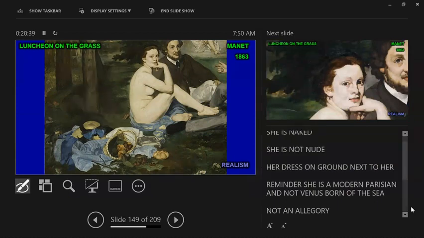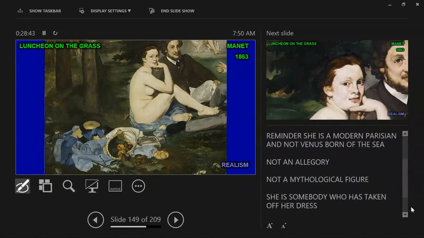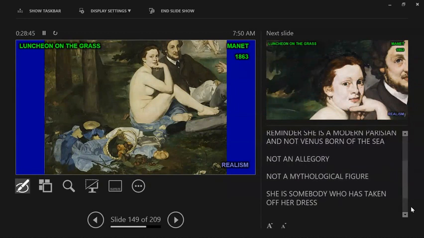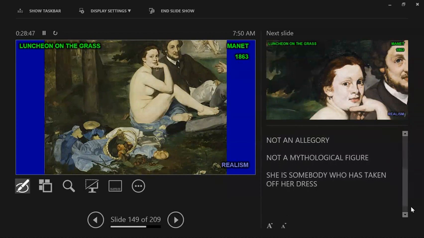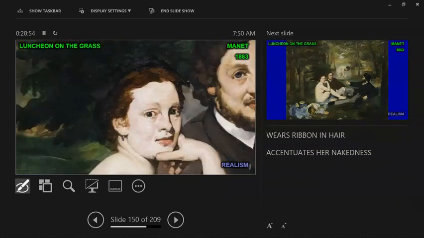So she is naked, not nude. Her dress is on the ground next to her. And there's a reminder, she is a modern Parisian and not Venus born of the sea. This is not an allegory. It's not a mythological figure. She is somebody who has taken off her dress. And she wears a ribbon in her hair to accentuate her nakedness.